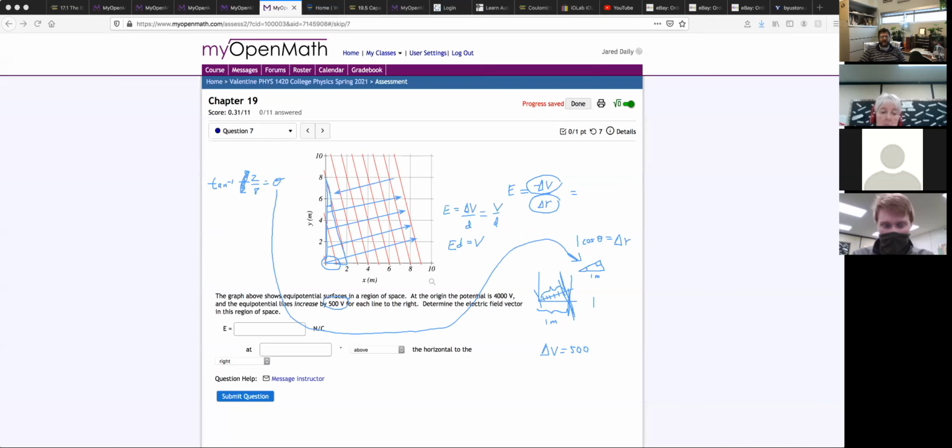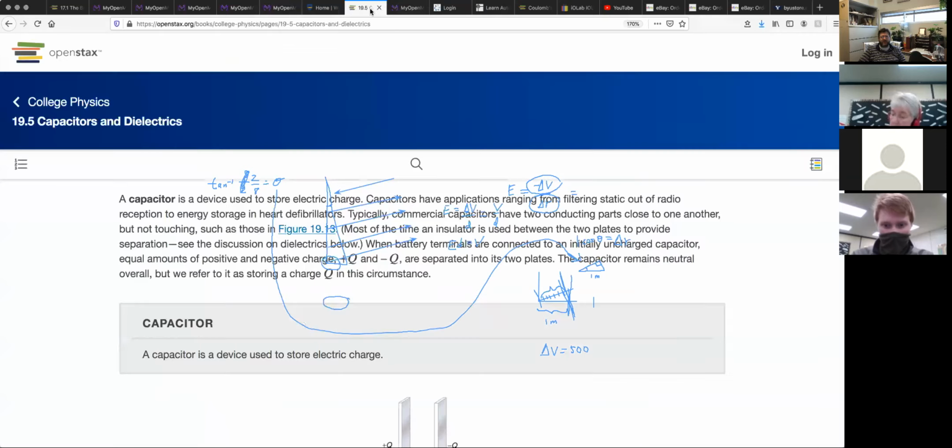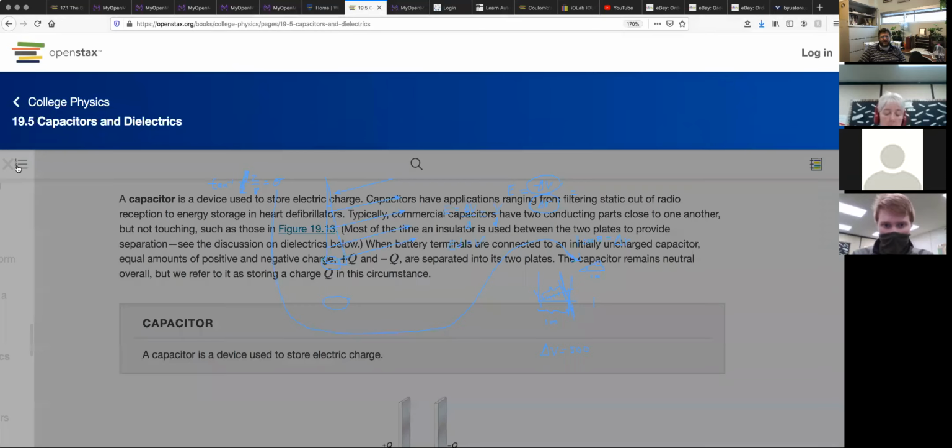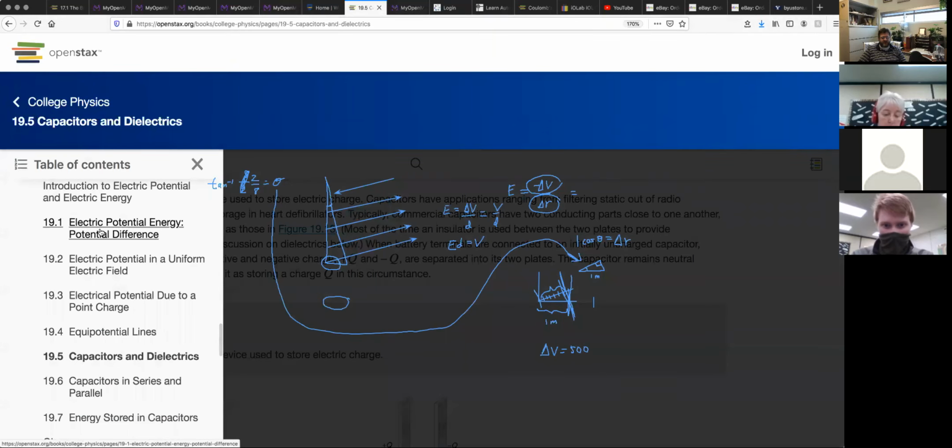Let me check the book. Let's check what it says in the book. Well, apparently I'm not using my mouse. Here we go. So in the book, potential energy.